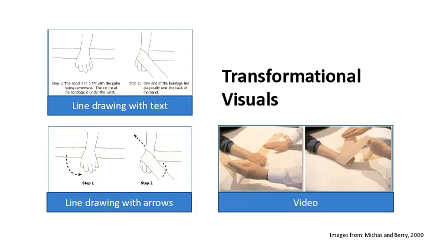We have very similar images over here on the left side. One is a line drawing with text, so step 1 and step 2 have some text behind them. The same image here, the second descriptor, says line drawings with arrows. So there's not as much text, there are just these arrows. The arrow is conveying the action rather than the text.